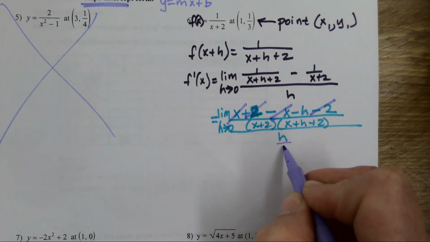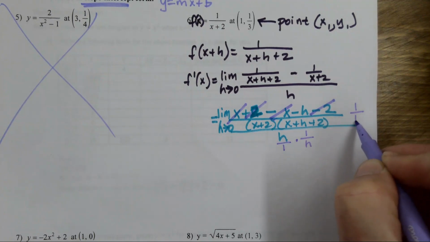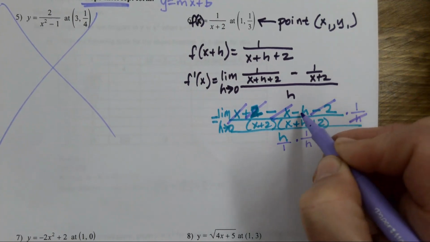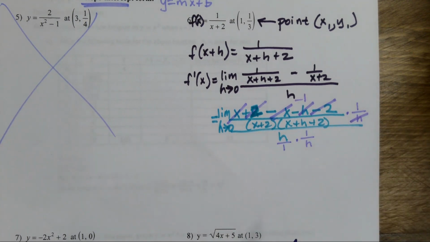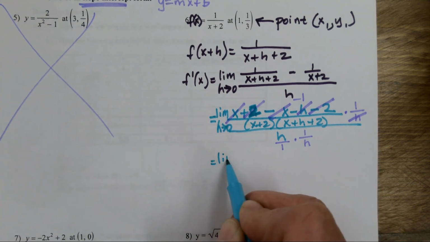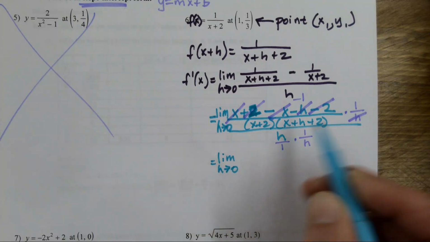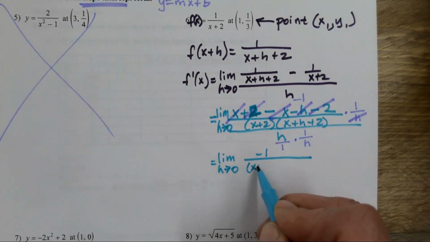This bottom is h over 1, so I'm going to multiply by 1 over h on the top and on the bottom, and that cancels out the h as well. Watch out though, there's a negative in front of that h, so I still have a negative 1 left on the top. I don't want to lose that negative 1 that's attached to that h. So now I have, still didn't take the limit, that's why I'm still writing it, negative 1 on top over all of this bottom.